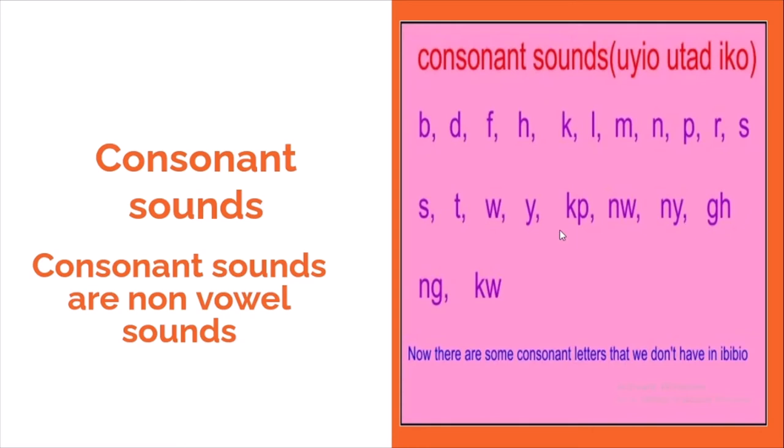Then there are some of them that are double letters, two letters joined together to make the consonant sound. These are them. KP is very common, then NW, NY, GH, NG, and KW. NKP, all these ones are very common. So these are the consonant sounds we have in Efik and Ibibio.